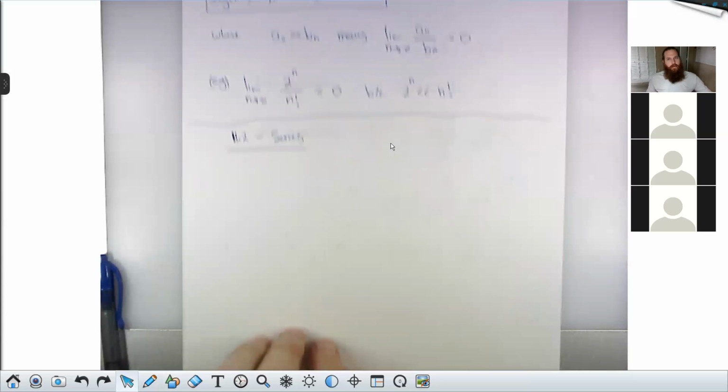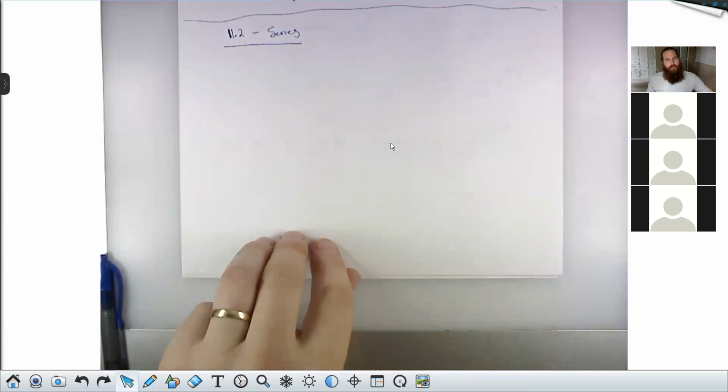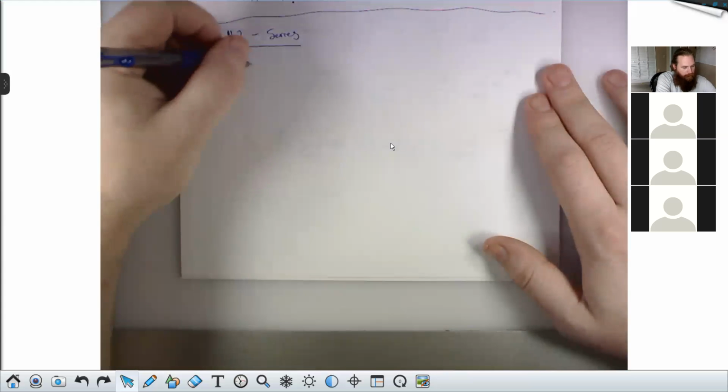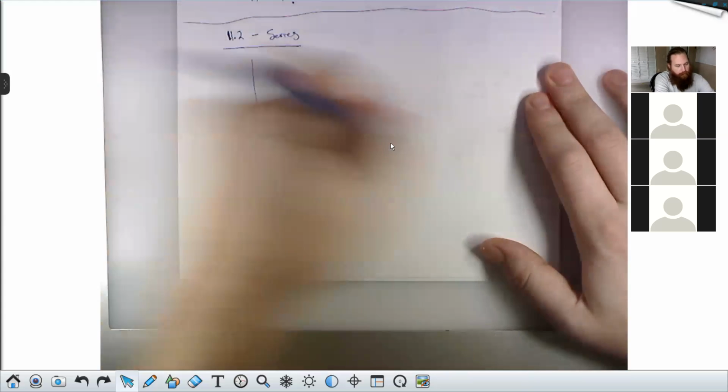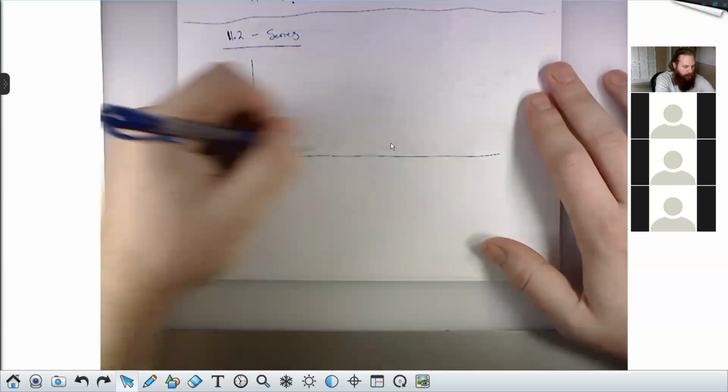Okay. So 11.2 is about series. Series are a way of integrating a sequence. That's how I would like you to think of these. Series are integrals of sequences.